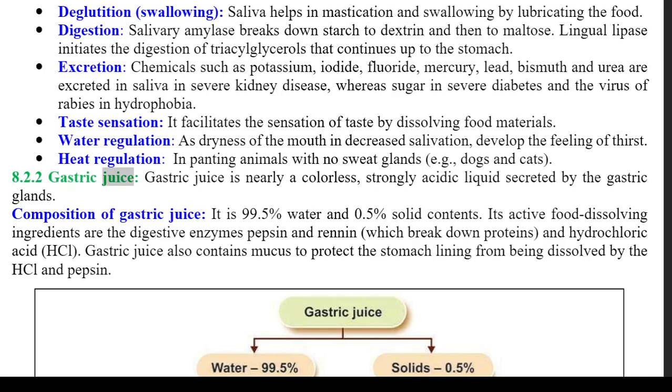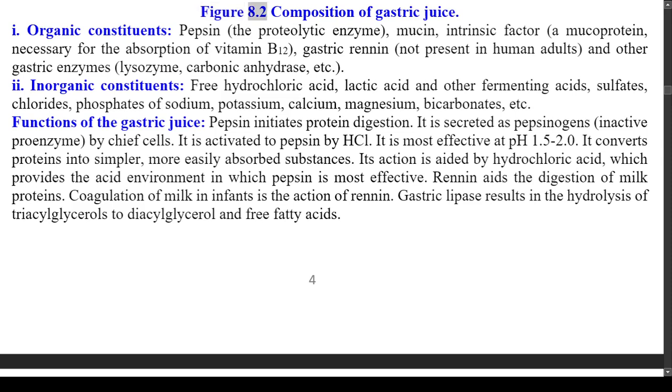8.2.2 Gastric juice. Gastric juice is a nearly colorless, strongly acidic liquid secreted by the gastric glands. Composition of gastric juice: it is 99.5% water and 0.5% solid contents. Its active food-dissolving ingredients are the digestive enzymes pepsin and renin, which break down proteins, and hydrochloric acid, HCl. Gastric juice also contains mucus to protect the stomach lining from being dissolved by the HCl and pepsin. Figure 8.2: Composition of gastric juice.